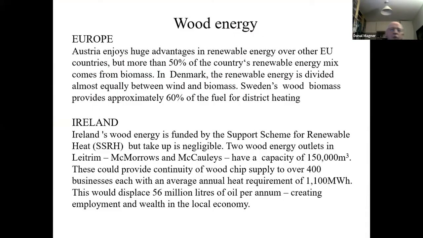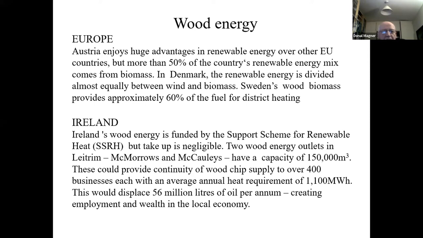One of the things that we haven't fully developed in Ireland is the wood energy market. Unlike countries like Austria, Denmark, and Sweden, who've got huge timber markets for energy, we've stayed clear of it here, and I think that has got to change, because as the volume increases, so will the volume of residue, wood chips, pellets, etc. And I think that's a market we need to look at.